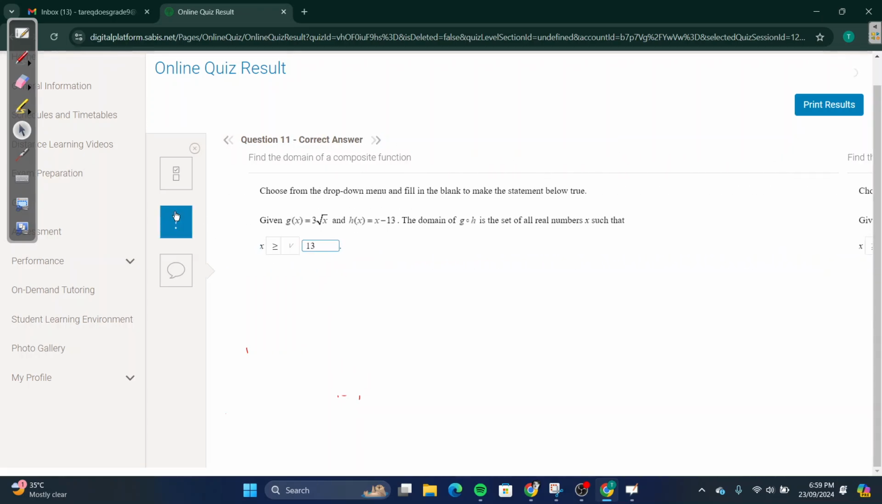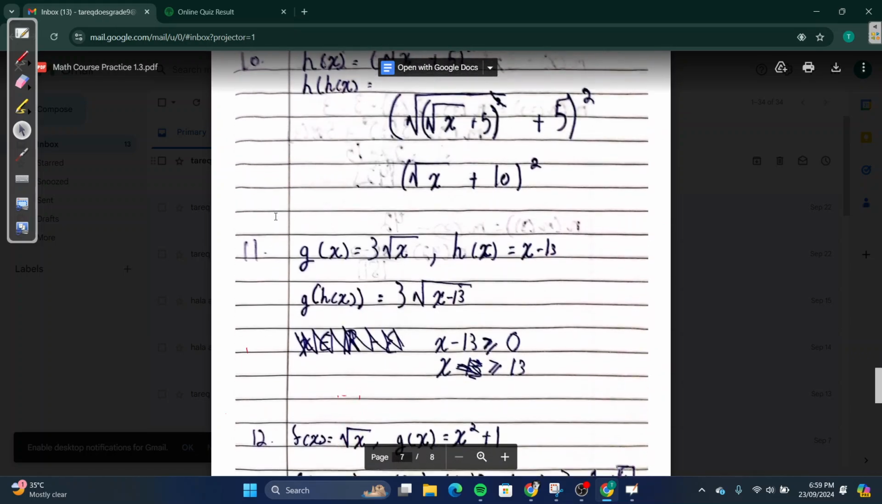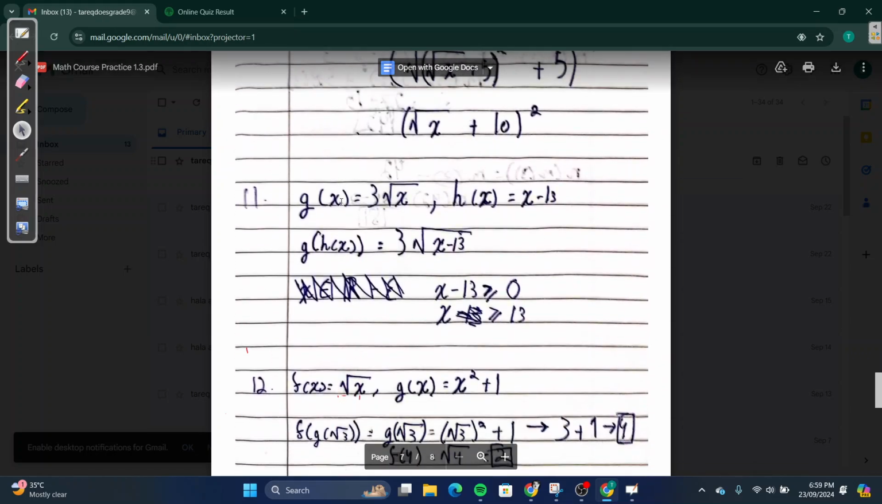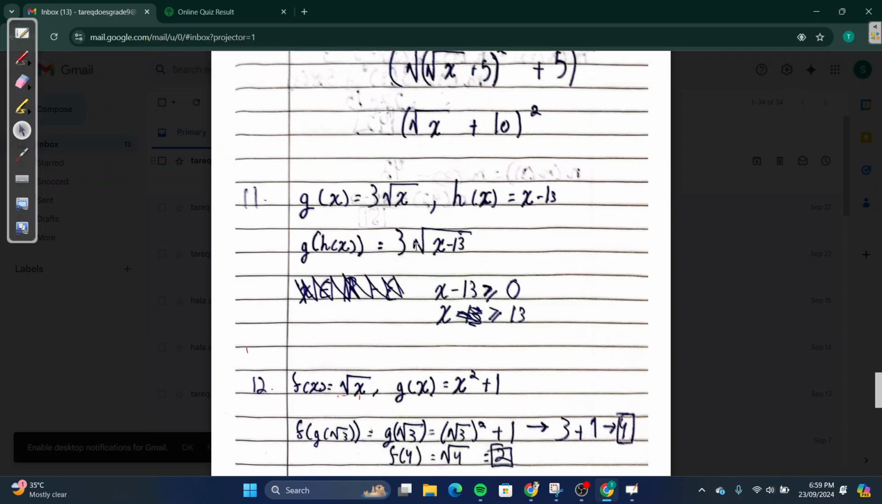Question 11, given g of x is 3 root x and h of x is x minus 13. I'm not gonna do this, I did this twice already, but it's on the PDF. Actually, it's simple, I'll do it now. So you have your two functions here. Now you want to substitute h of x into g of x. So 3 root x minus 13.